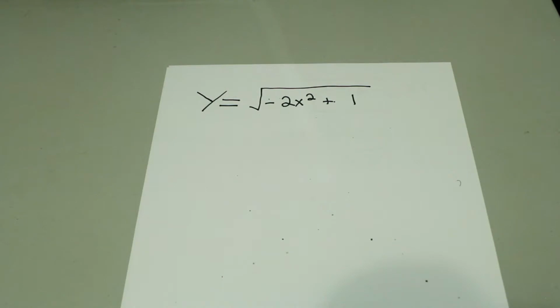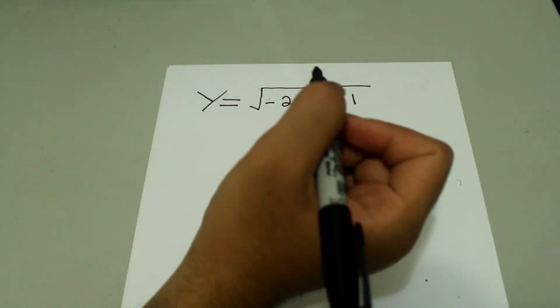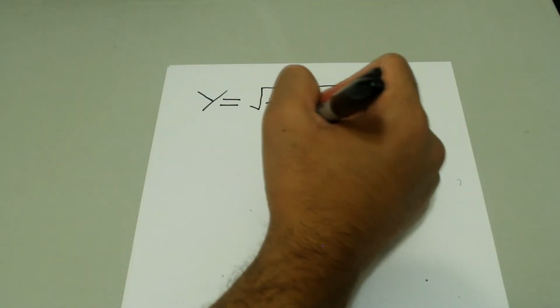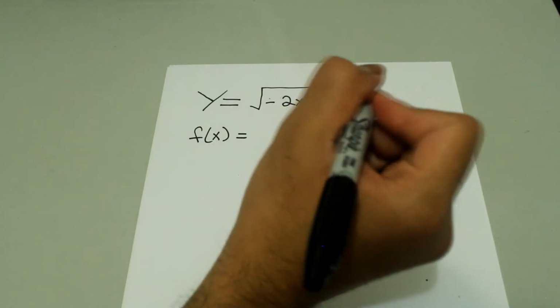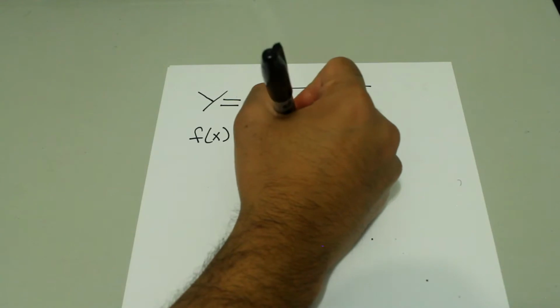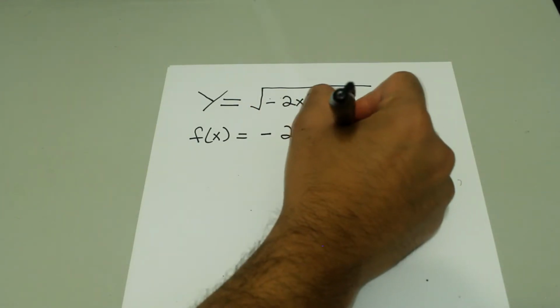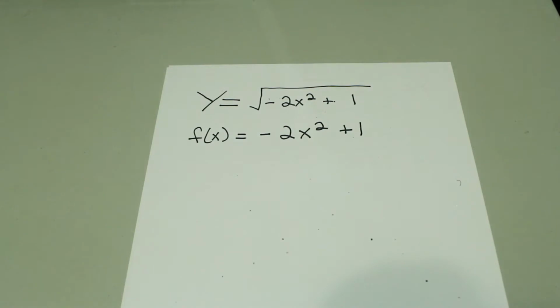And now let's do another problem just to clarify the concept a bit more. We have y equals the square root of negative 2x squared plus 1. We can just say whatever's inside the square root is the inner function. So we'll say f of x is equal to negative 2x squared plus 1. But y is not equal to f of x. y is equal to the square root of f of x.